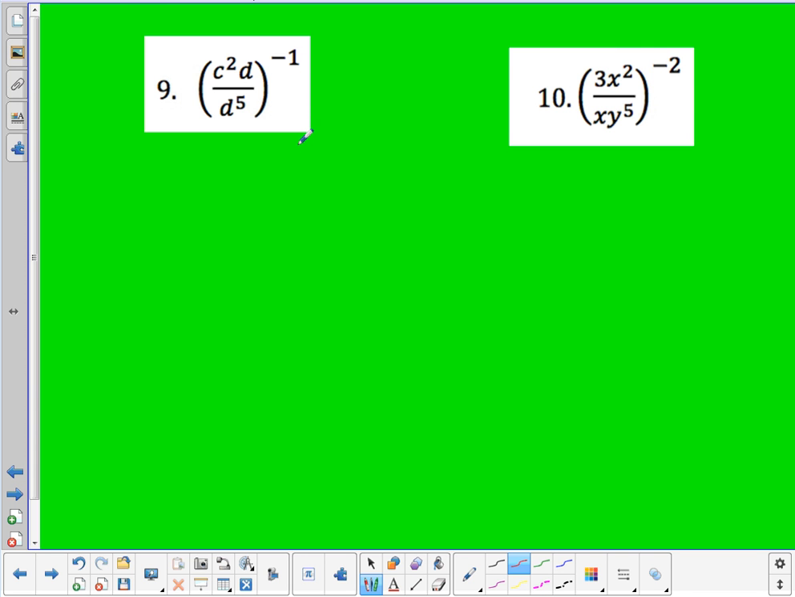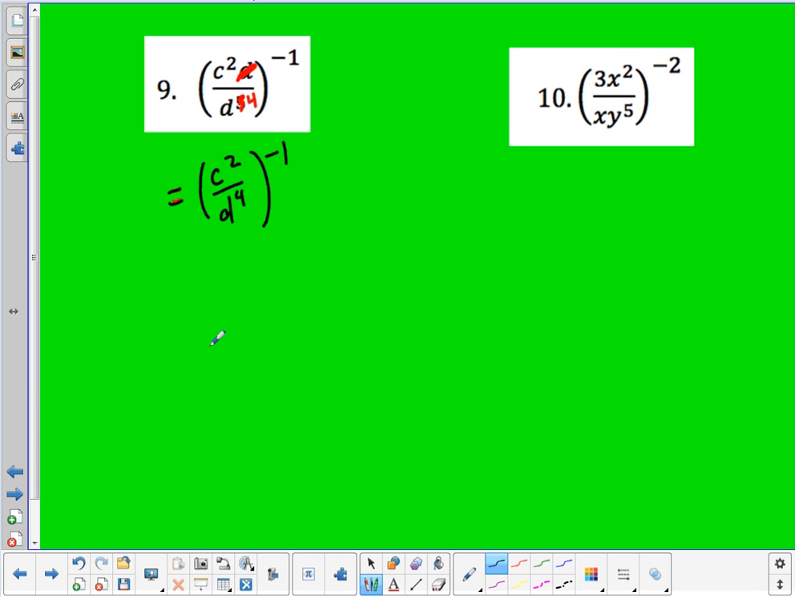So the first thing I'm going to do is simplify the inside. I notice that there's a d on the top and a d to the fifth on the bottom. So if I take care of that, this d to the fifth is going to be d to the fourth, because 5 minus 1 is 4. So the d on top goes away. I have d to the fourth left on the bottom. So let's rewrite that. I now have c squared over d to the fourth, all raised to the negative first power.